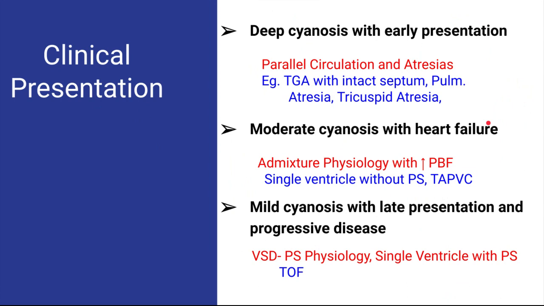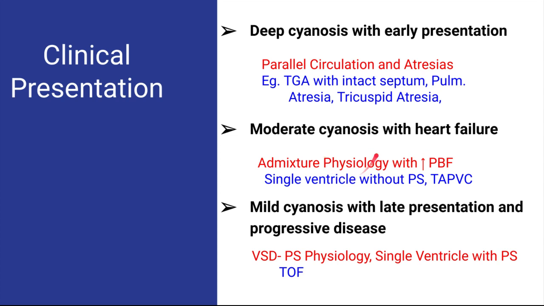So on clinical presentation, we can classify all cyanotic heart diseases into three categories. First is deep cyanosis with early presentation in life, or with parallel circulation and atresias like pulmonary atresia, tricuspid atresia, and parallel circulation, which is TGA with intact septum without any shunt. Second group is moderate cyanosis with heart failure. So there is increased pulmonary blood flow leading to heart failure.